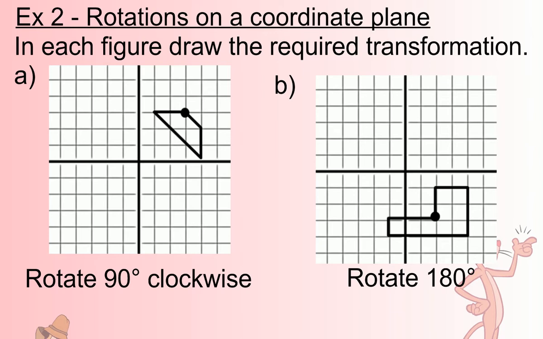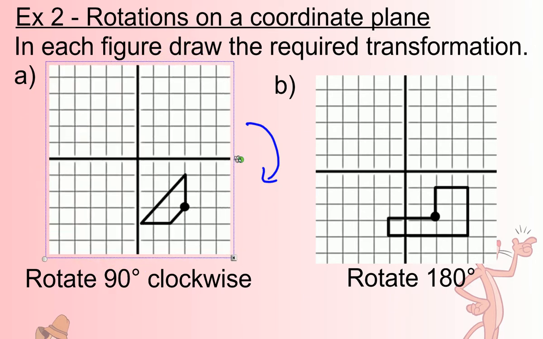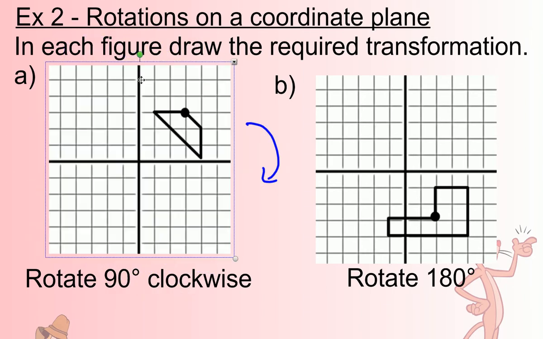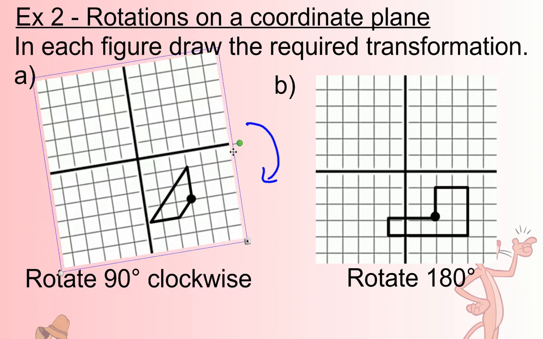Rotations, on the other hand, are not quite as easy. So here it wants us to rotate this image, this pre-image, 90 degrees clockwise. So clocks, the hands on a clock spin that way. So we need to go 90 degrees this way. A 90-degree spin is like that. So from here to here.